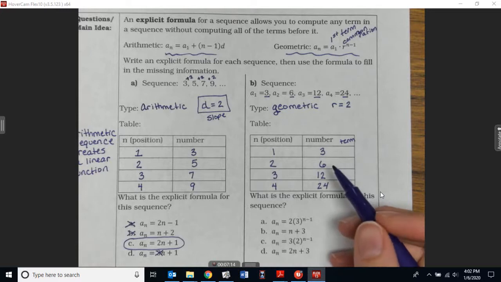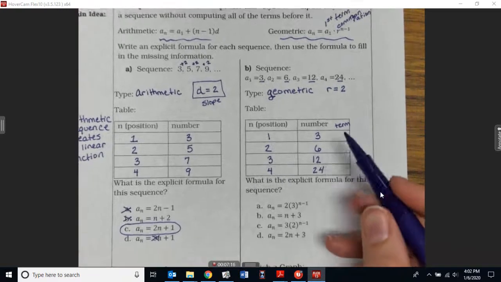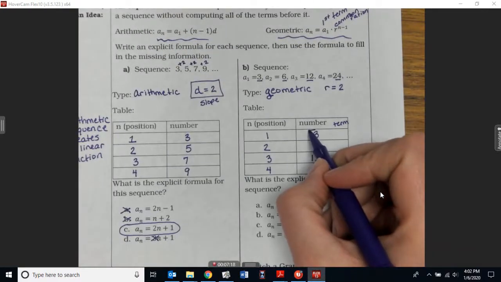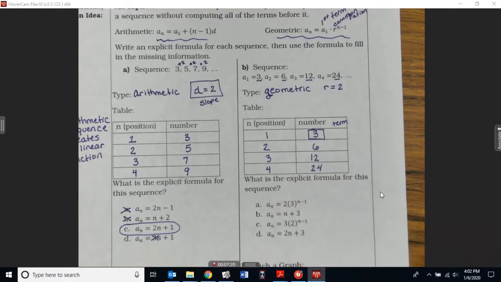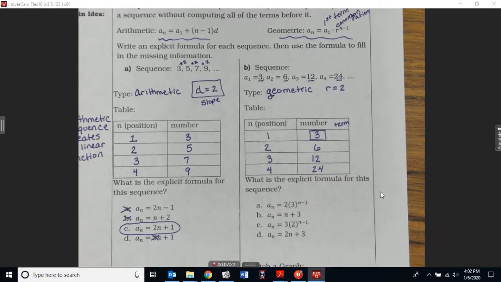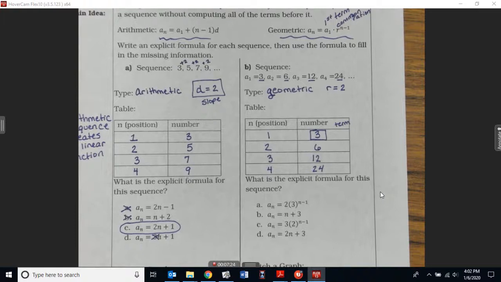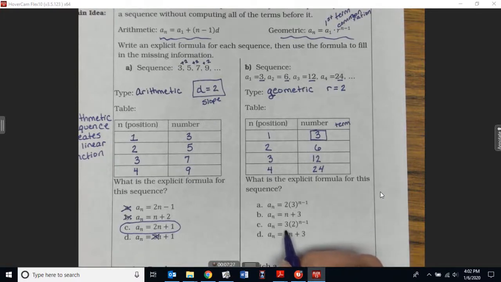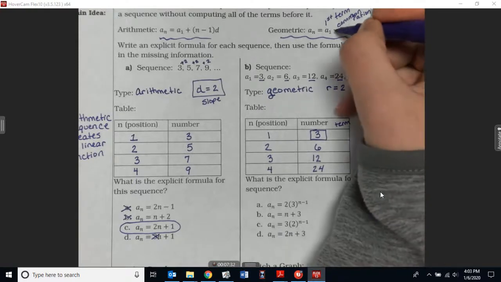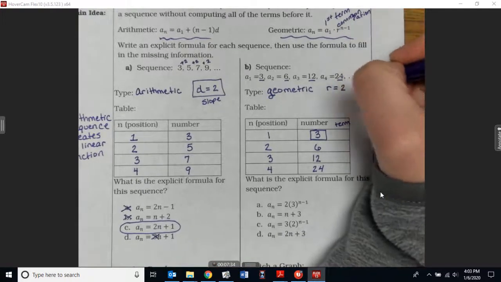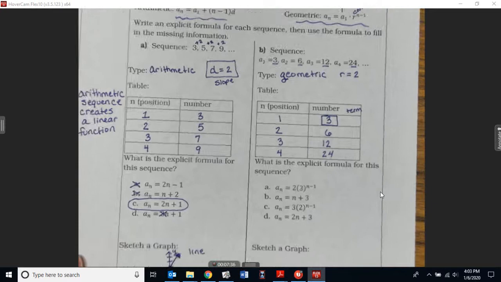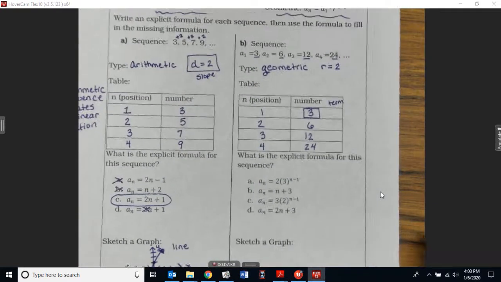So if I know that it has to start with the first term, and my first term is 3, that should actually tell me my answer is C. My first term is 3. And then times the common ratio is 2. But let's type in letter A just to see what happens.